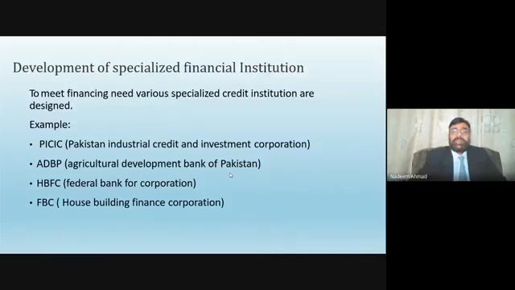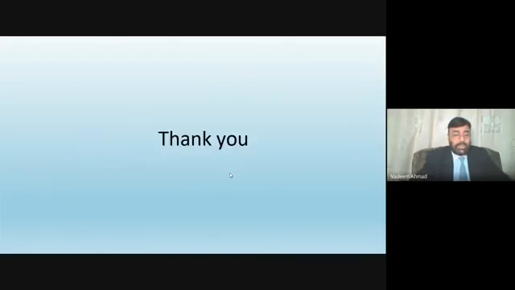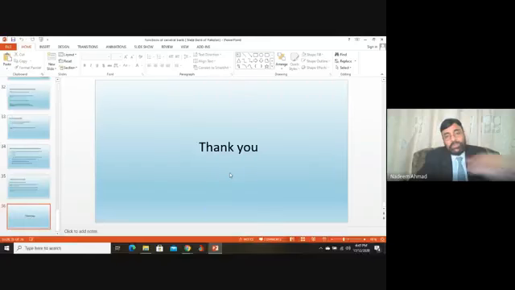Development of specialized financial institutions to meet the financing needs. Various specialized credit institutions are designed. Examples: PICIC, as I just told you, ADBP, HBFC, and HBFC, House Building Finance Corporation, and so on. Credit to priority sector: introduce various credit schemes, mandatory, and the concessionary credit is about 50% of the total private sector credit. The objective is to increase efficiency in all sectors of the economy and let the market forces decide the proper allocation of resources. This is all about what we have covered over here.